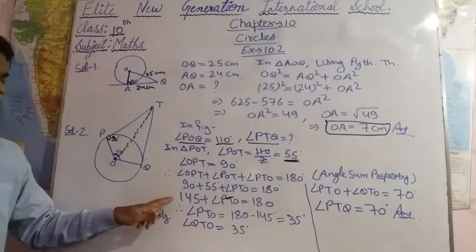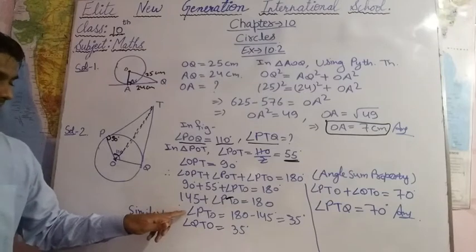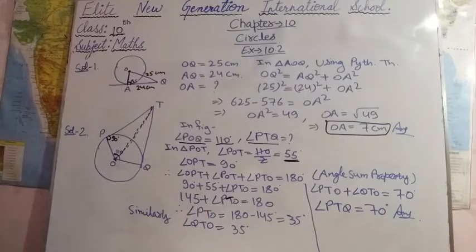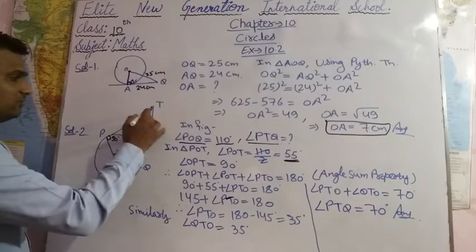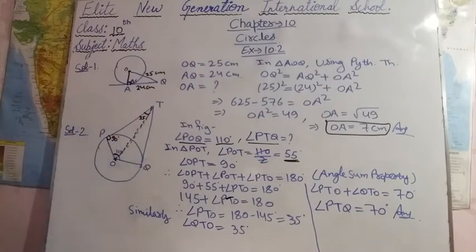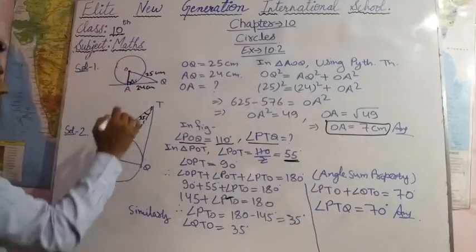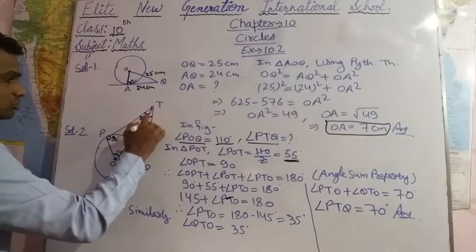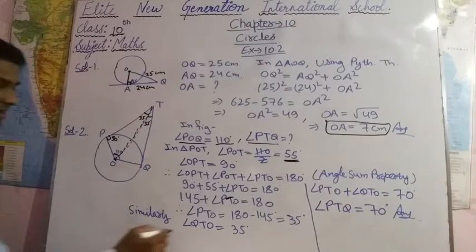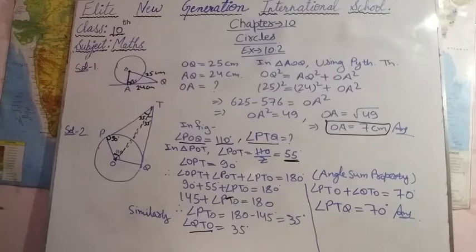So 145 subtracted from 180 is 35. Therefore angle PTO will be 35, so this angle will be 35. Similarly in triangle OQT, if we apply the same rule, that is the angle sum property, this angle will also be 35. That means angle QTO will also be 35 and PTO is also 35.